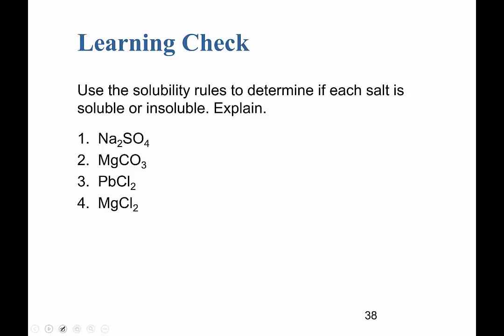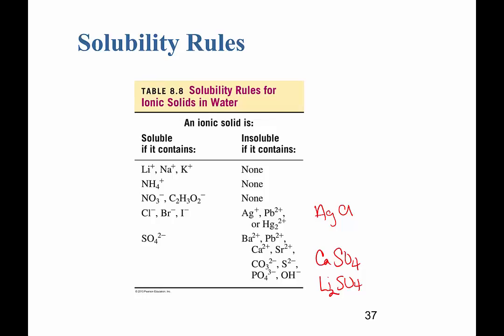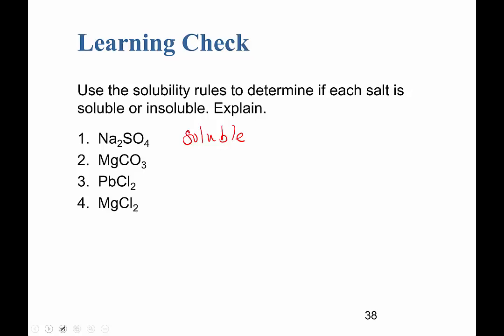So I have to use the solubility rules to determine if each one is soluble or insoluble. Well, our first rule said that sodium compounds are soluble. So this is going to be soluble. Next one, I have magnesium carbonate. So I have to look for my carbonates. Oh, they're not on here. So if carbonates aren't on here, that means that it's not soluble. So this is going to be insoluble.